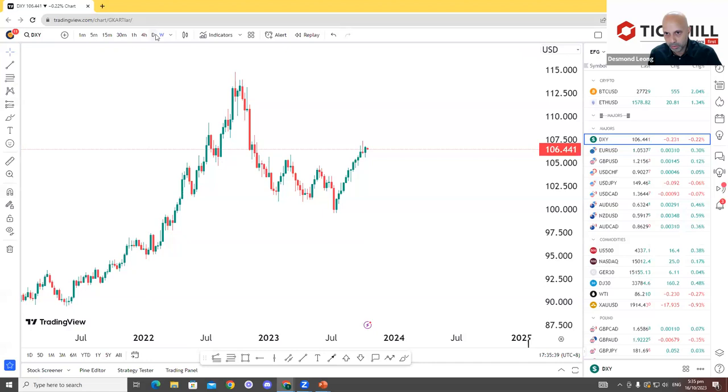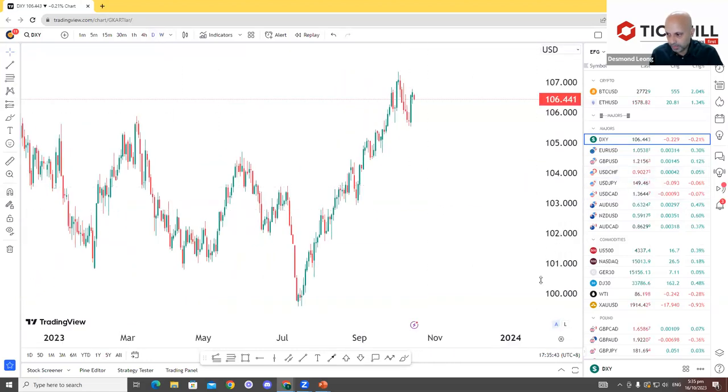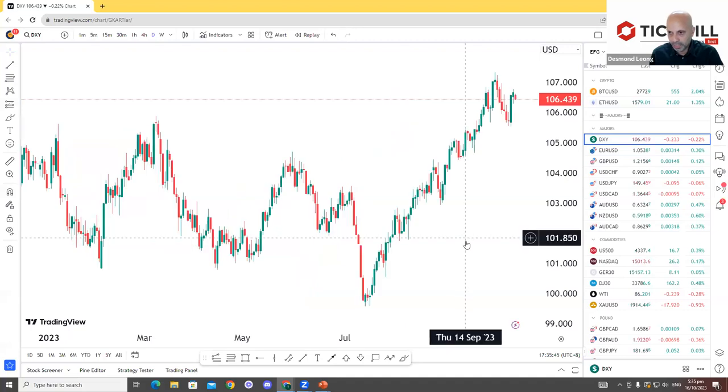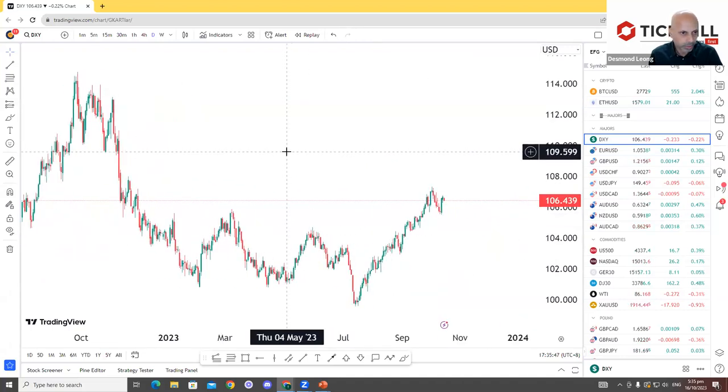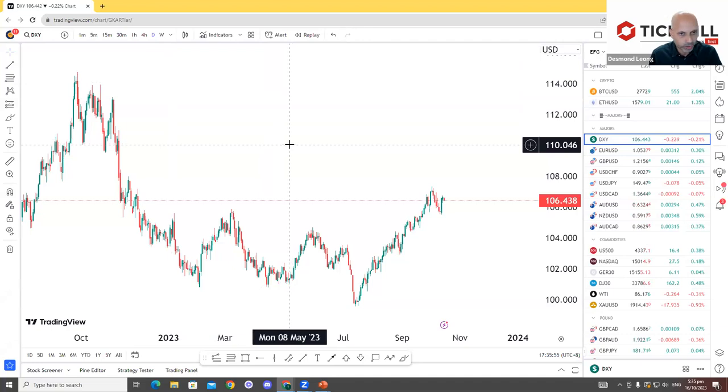Okay, so with that, we'll now switch back to the daily time frame, and then we'll try and analyze the dollar index and identify the key support and resistance levels for the dollar index on a daily time frame, and then we'll zoom in onto the 4 hour time frame.